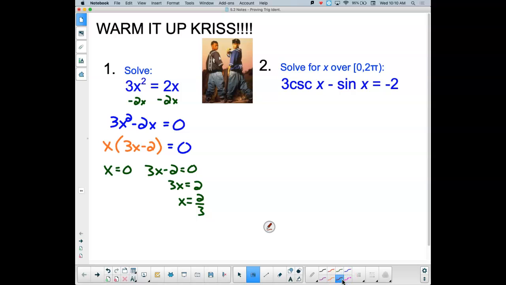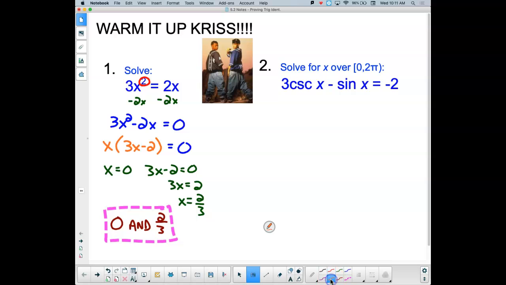Giving you 2 answers here of 0 and 2/3. If you divide by x right off the start, you only get the 2/3, and so you only have half of your answers. Okay, so you're missing out on a factor. Another way to remember that is with the biggest exponent, the degree, if you will, of the equation is how many solutions you need to have. So in this particular case, we need 2 solutions, okay, because my degree is 2.